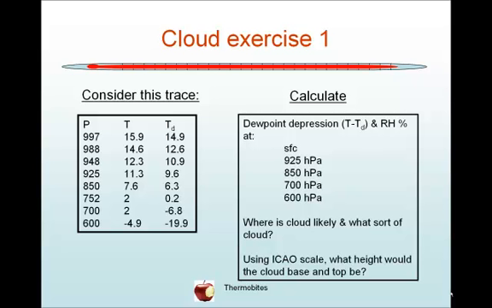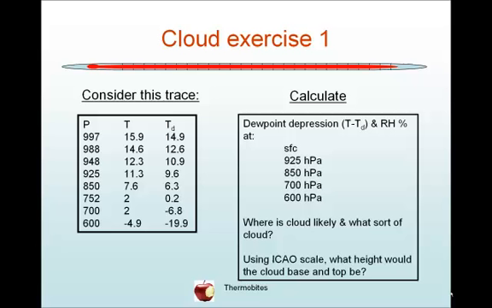As a first exercise, consider the following trace from 997 hectopascals to 600 hectopascals. Plot the trace on a skew T log P aerological diagram, and then calculate the dewpoint depression at the surface, 925, 850, 700 and 600 hectopascals. Assess where there is cloud likely and what sort of cloud it is, and then work out the cloud base and top using the ICAO scale provided on the left hand side of the diagram. Stop the video now and plot this trace, discuss it with your colleagues, and then start the video again.